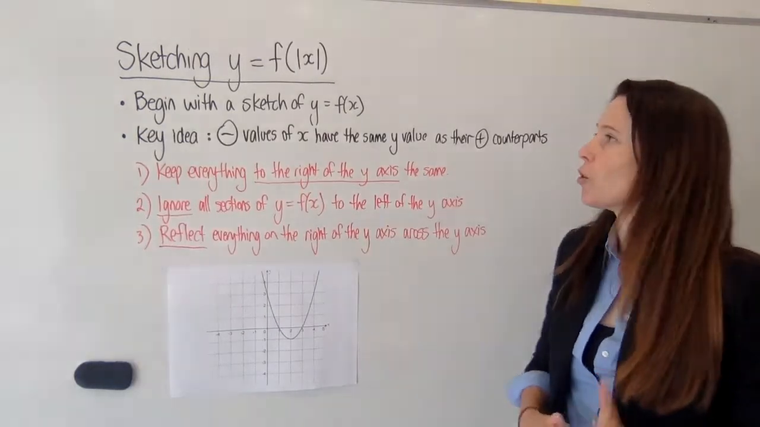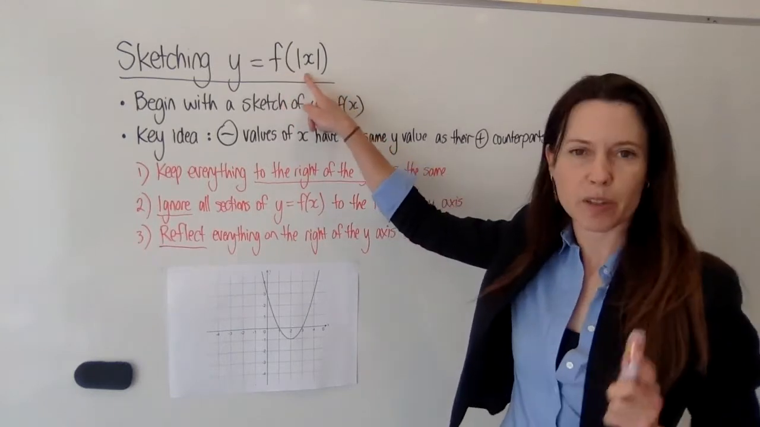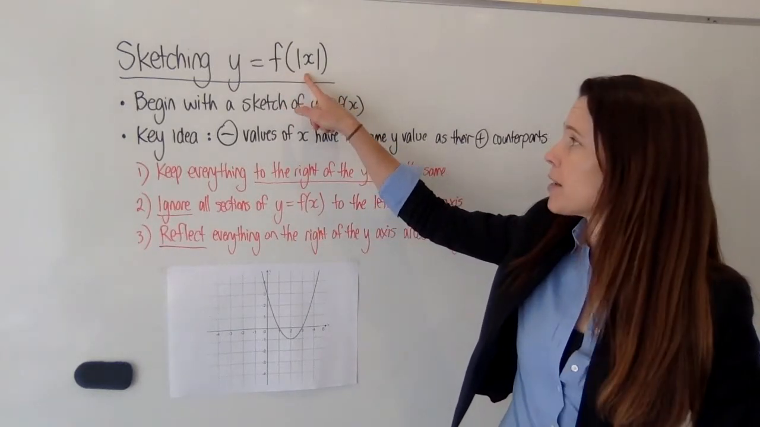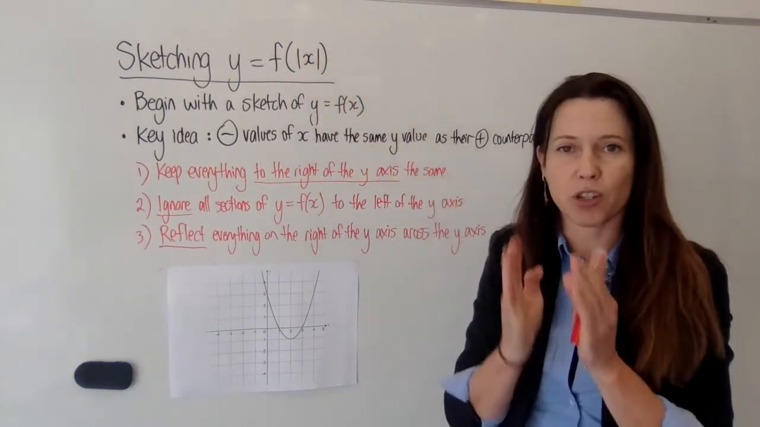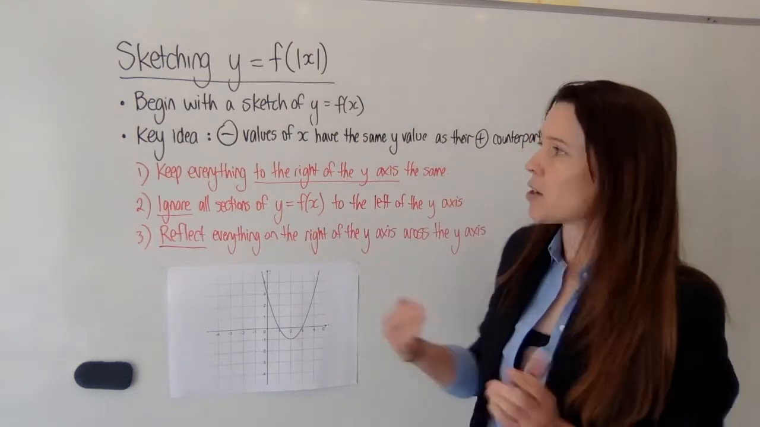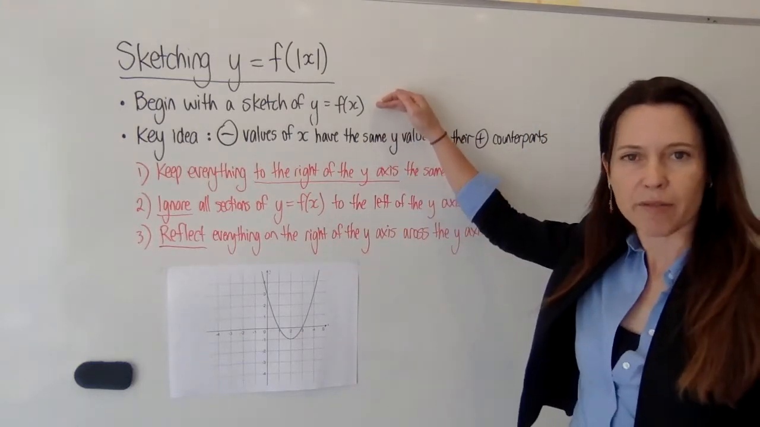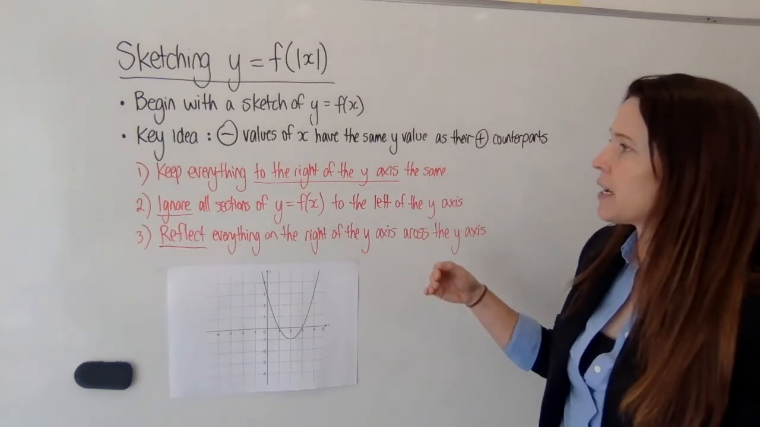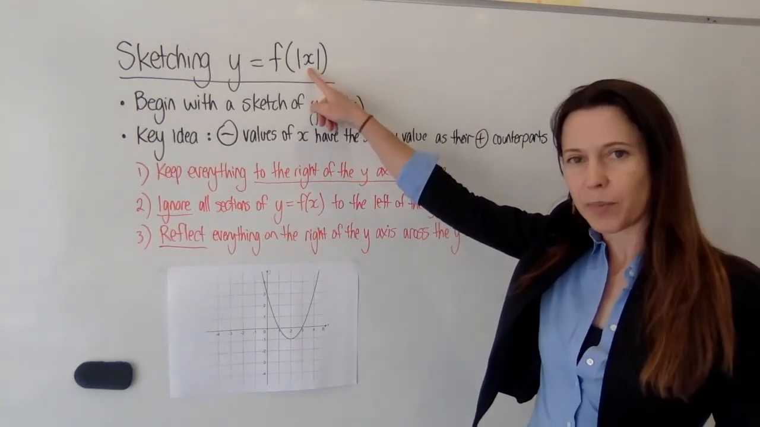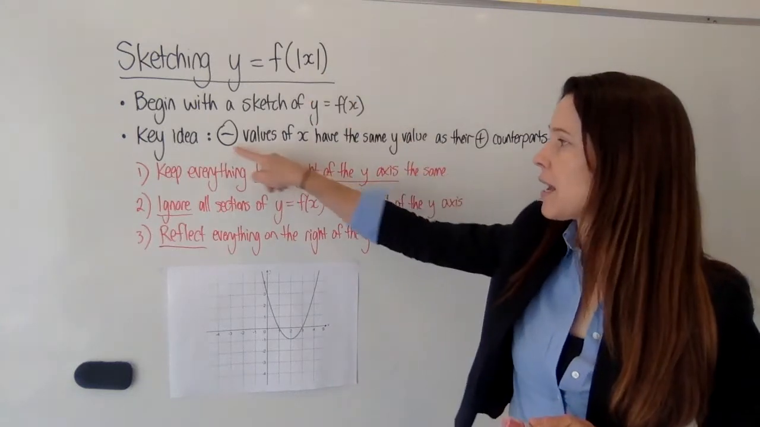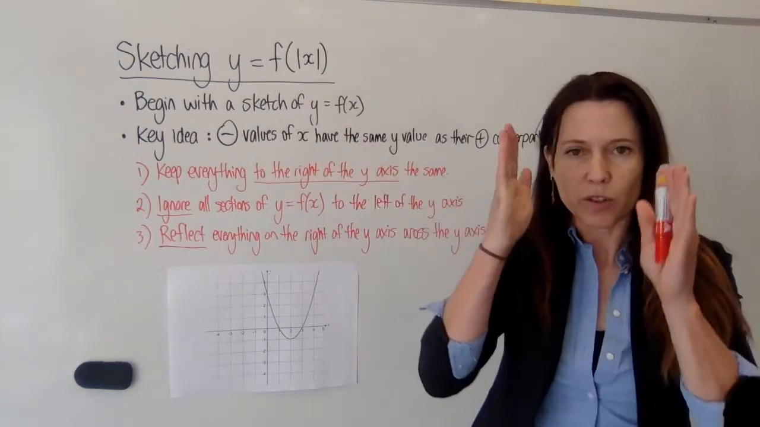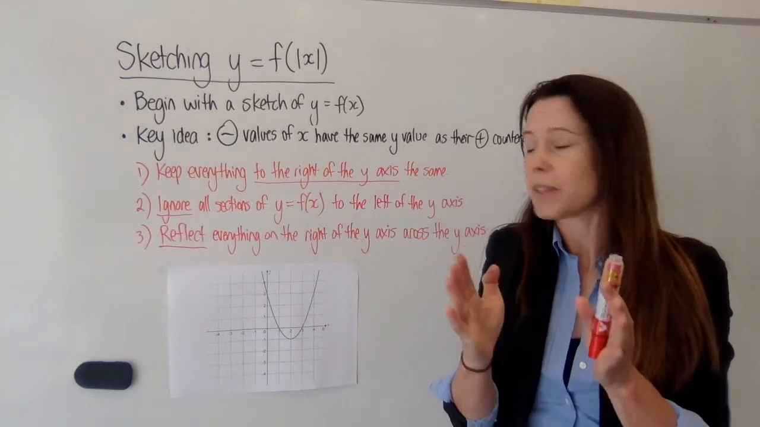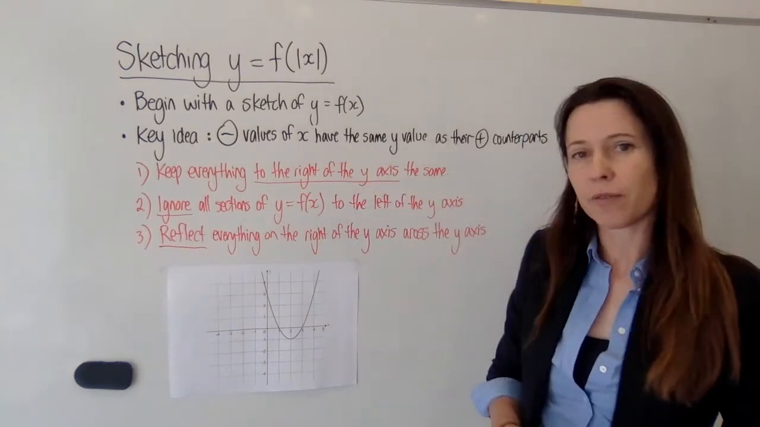Now let's sketch y equals f of the absolute value of x. Notice here the difference is that the absolute value brackets are just around the x part. So again, begin with a sketch of y equals f of x. You might have been given it, or you might have to draw that yourself. The key idea here is that if we're putting absolute value brackets around the x, then any negative values of x, we're going to treat the same as though they were positive values of x.